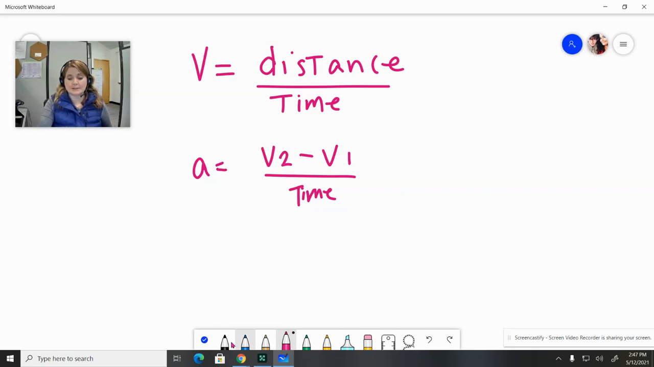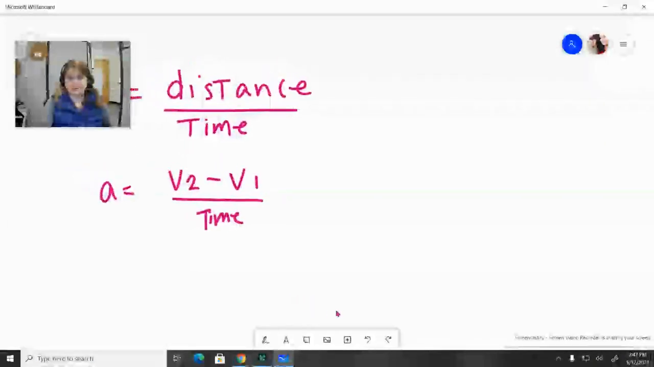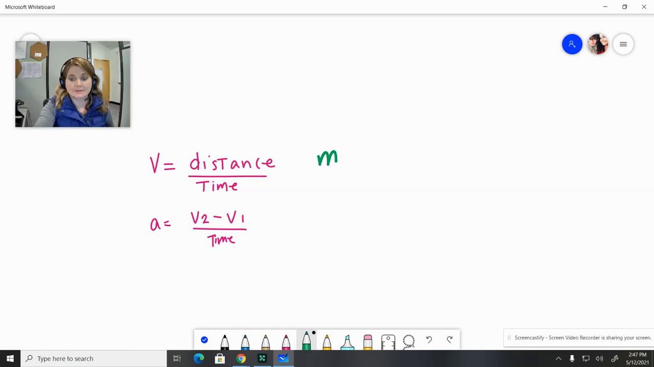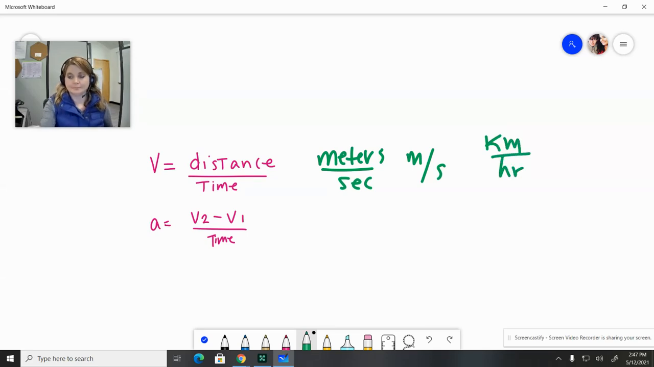Now let's look at the units a little bit here. Since velocity is distance divided by time, our units are going to be some sort of a unit of distance divided by some sort of a unit of time. Typically, we see things like meters over seconds, meters per second, which we abbreviate like that. Or you might see something like miles per hour, or oftentimes kilometers per hour. That might be another unit that you'll see for velocity.